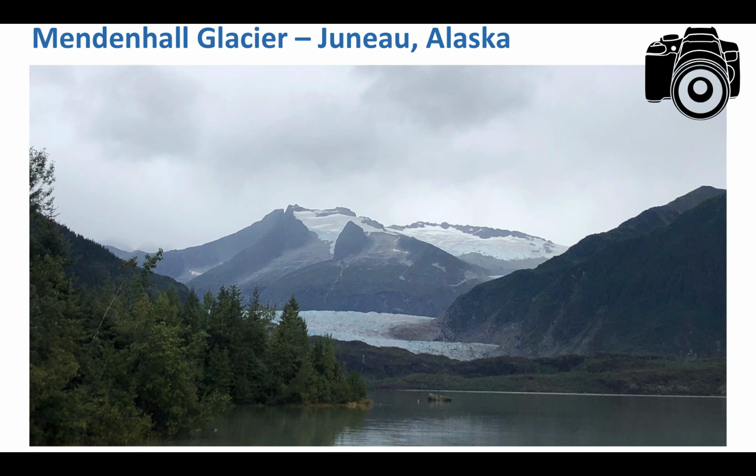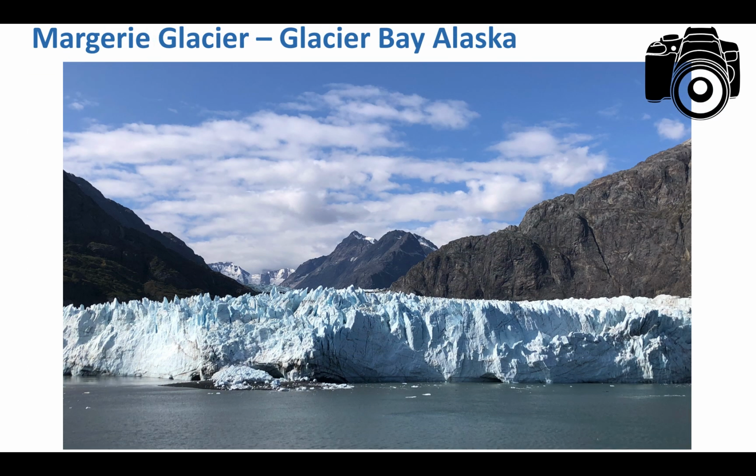Here is one glacier from Juneau, Alaska, the Mendenhall Glacier. I didn't get a chance to touch the glacier, but this is a picture from the distance. This is an example of an alpine glacier, showing the glacier within the mountains. Now this is an example of the Marjorie Glacier in Glacier Bay in Alaska. This was a beautiful glacier that I was able to get up close to. I couldn't touch the glacier here, but I was able to look at a distance from the ship that I was on, and it's just a beautiful sight to see.